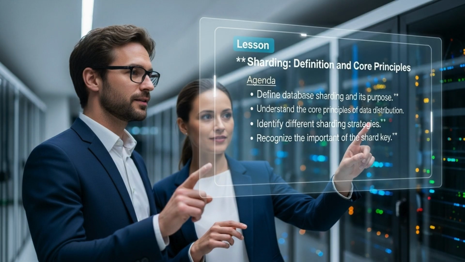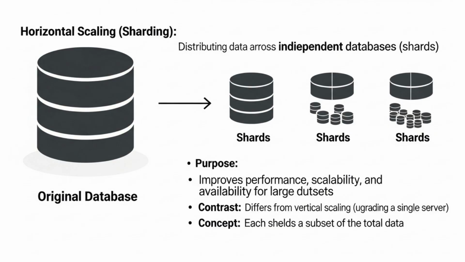So, what exactly is sharding? At its core, sharding is a method for horizontal scaling. Instead of simply upgrading a single, more powerful server, a process known as vertical scaling, sharding involves intelligently distributing your data across multiple independent database instances, which we call shards. Think of it like taking a single massive library and splitting it into several smaller specialized branch libraries, each managing a specific collection of books.